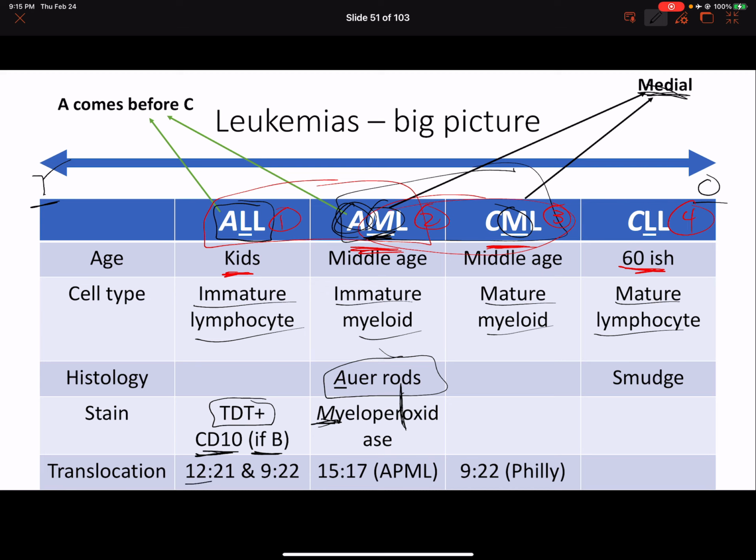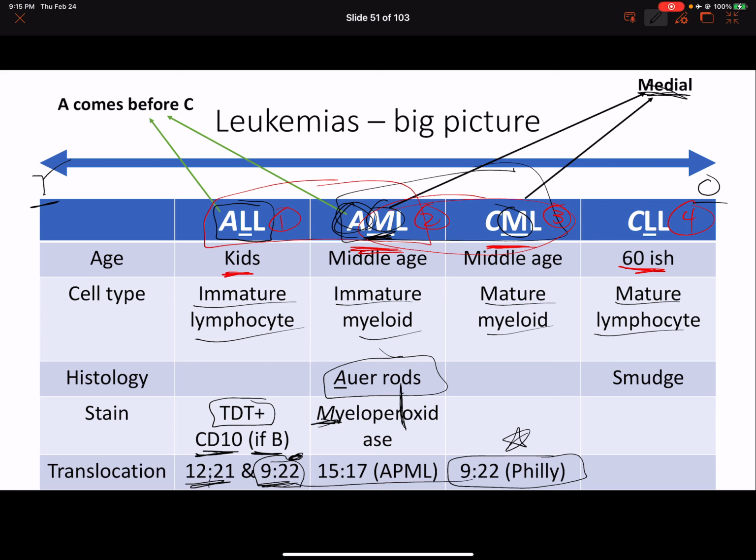In the translocations, we have 12;21 and 9;22. 9;22 is also the Philadelphia chromosome, so we do see that here in CML. This is mainly where you're going to see 9;22, but you see a little bit of 9;22 over here. 9;22 for ALL will be worse prognosis, often for adults, and then the 12;21 is going to be the slightly better prognosis often for kids.